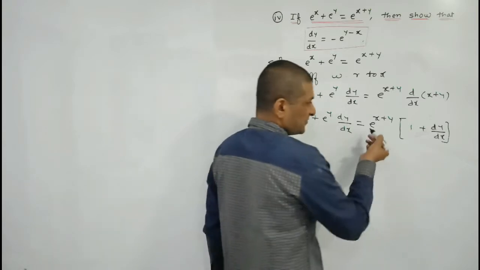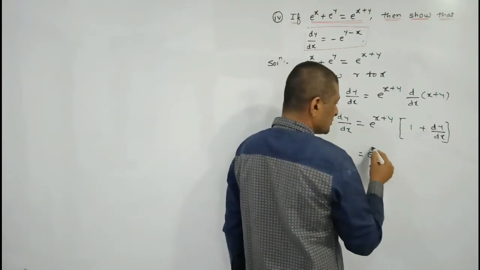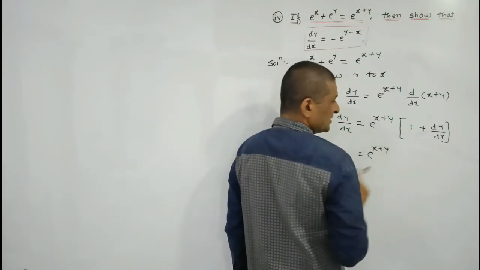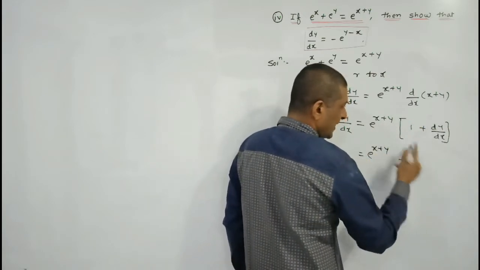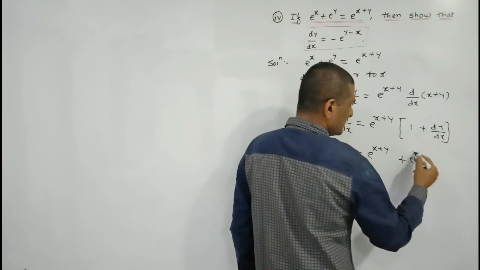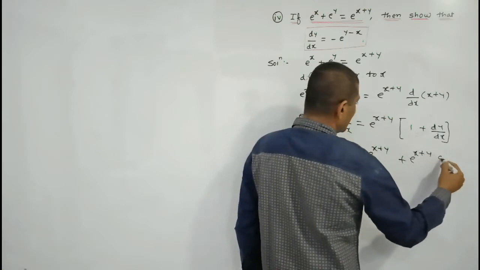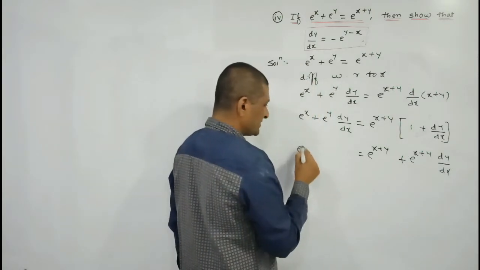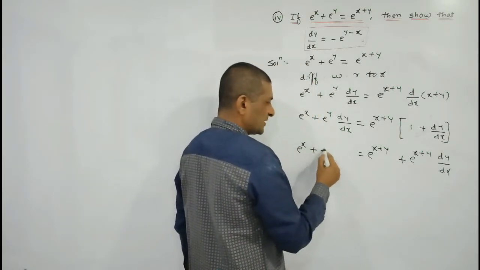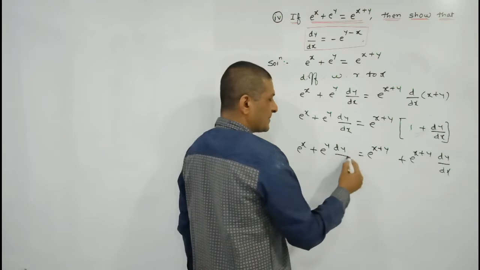To simplify it, first I am multiplying e^(x+y) to both the terms in this bracket. e^(x+y) into 1 is e^(x+y). Now multiplying the second term, we get e^(x+y) into dy/dx. On the other side, keep the left hand side as it is, e^x + e^y dy/dx.